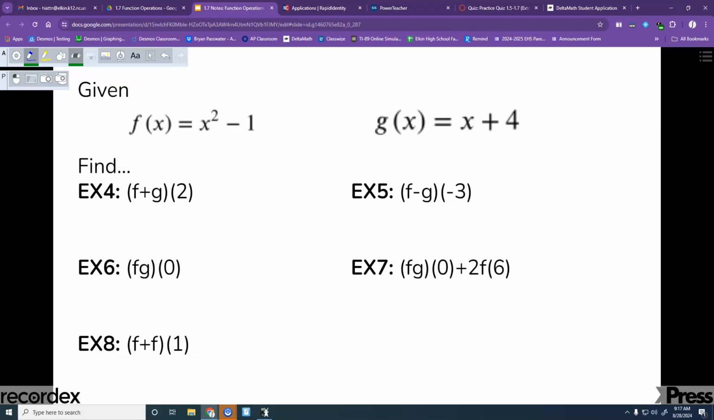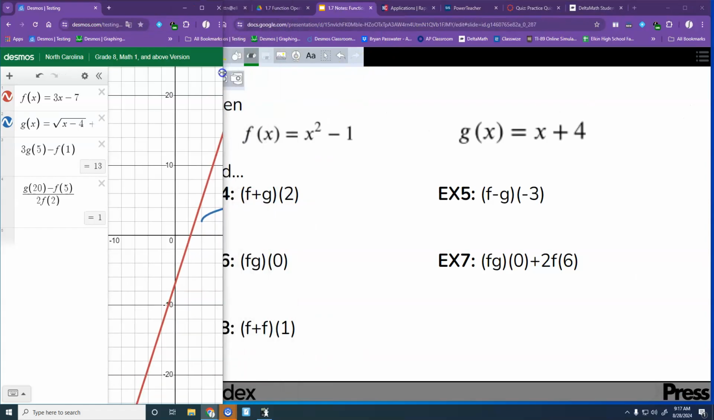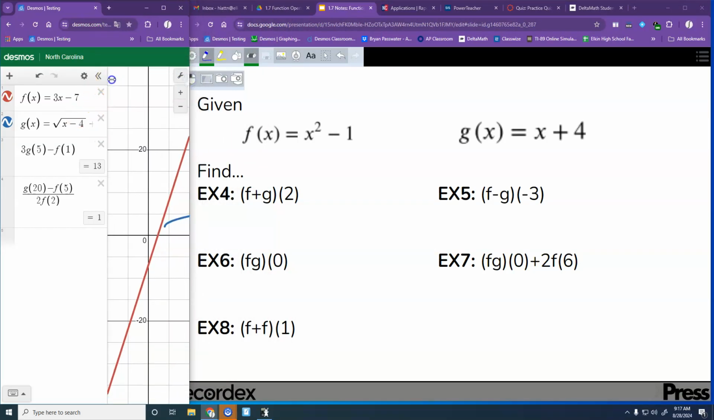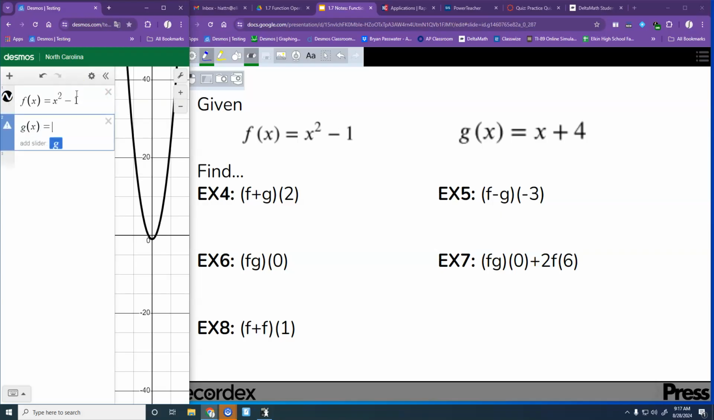Now, I used different notes. Actually, let me show you this on Desmos. All right, let me try this on Desmos right here. Let's get the old stuff out. If I do f of x equals x squared minus 1 and g of x equals x plus 4. Okay? Now, if I try number 4 and I type it in like this, it does not like that. It's not giving me the answer. And I've got everything typed in just like it looks.